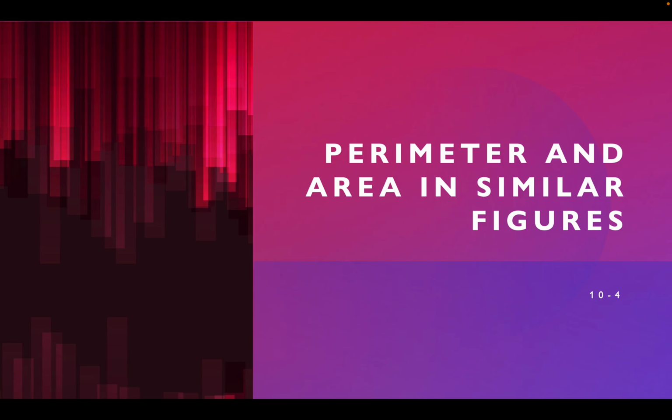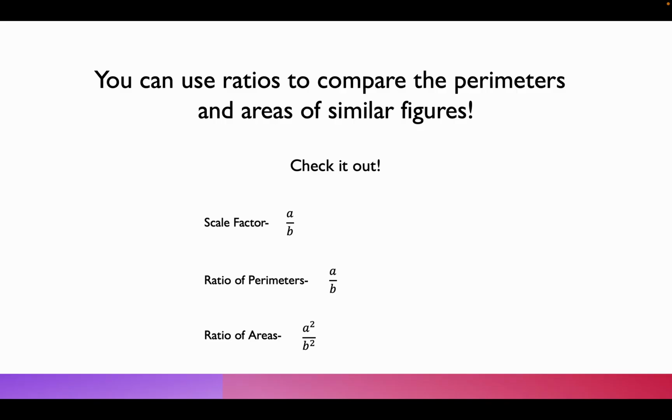Hey everybody! Today we're going to be talking about perimeter and area in similar figures. This is 10-4. You can use ratios to compare the perimeters and areas of similar figures.